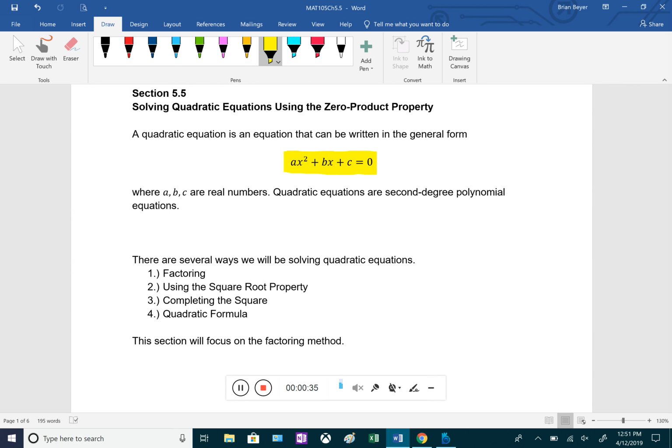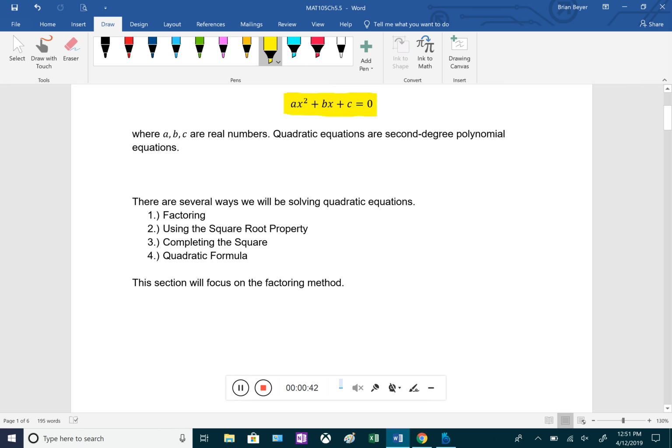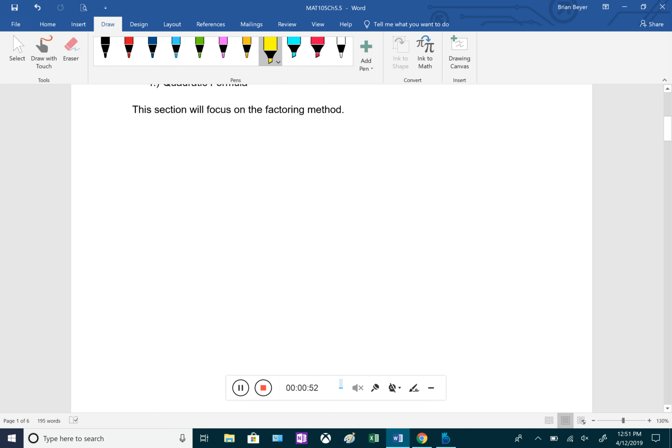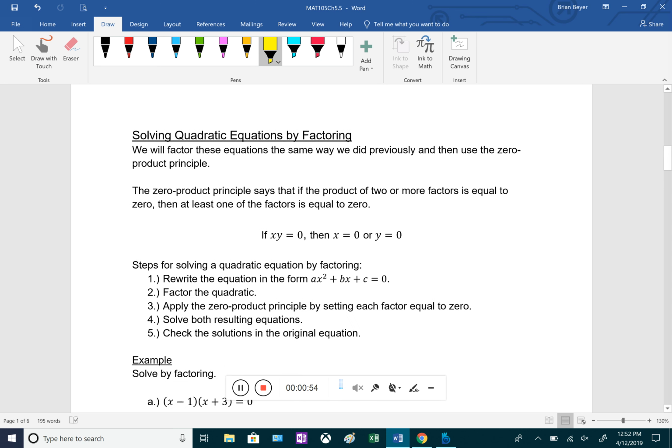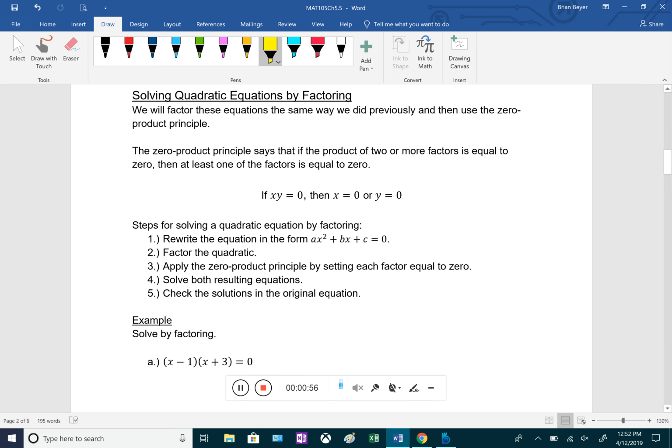We can solve these in these ways down here by factoring or using the square root property, completing the square or quadratic formula. So this section we'll be doing it by factoring, and then we'll use that zero product property. So we won't always be able to factor quadratics, but if we can factor it, then we'll factor it like we've done previously and use this property that we'll go over right now.